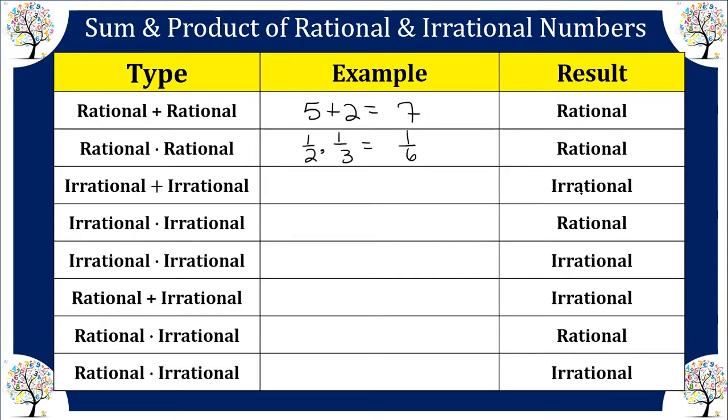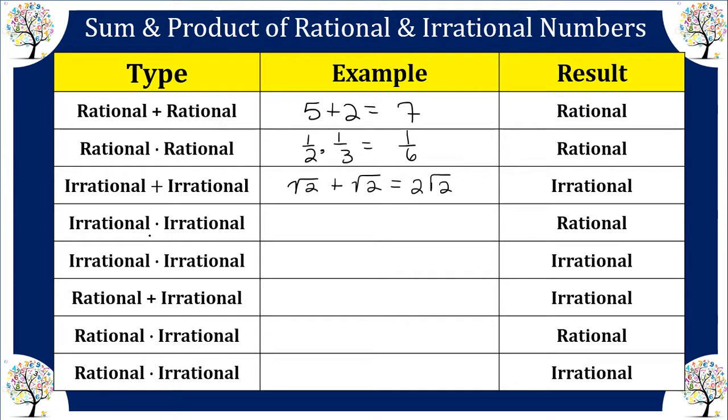Now, what about when we have an irrational plus an irrational? We're going to get an irrational number. So let's just take the square root of 2 plus the square root of 2. So we have 1 square root of 2 plus another square root of 2. So we have 2 square root of 2. So you see we get an irrational.